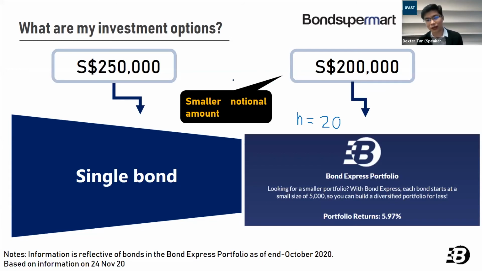You can invest 250,000 in a single bond, or you can invest 200,000 in a Bond Express portfolio, which has more diversification. So it's more diversified across the names which I mentioned earlier. I would assume that the drawdown for this portfolio would be much lower than a portfolio with just two assets. So here, I hope you can see that this is a very attractive proposition. By having a diversified portfolio, you can help to have a higher risk-adjusted return over time.